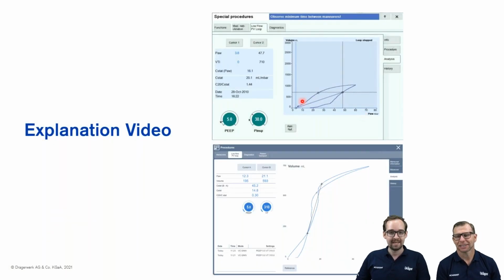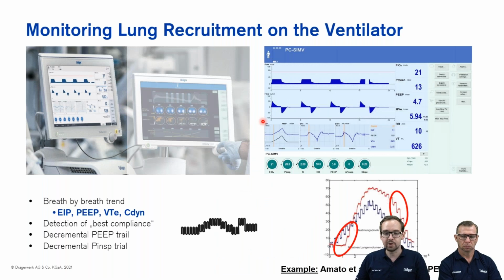Thank you, Craig. So now we've learned how to perform a low flow PV loop and how to interpret the different points. We're using these settings to then determine optimal PEEP and ideal inspiratory pressure or optimal tidal volume, depending on if we are in pressure controlled or volume controlled ventilation. So with this in mind, just one more topic I would really like to mention, what we can do with the ventilator, and that is monitoring lung mechanics.